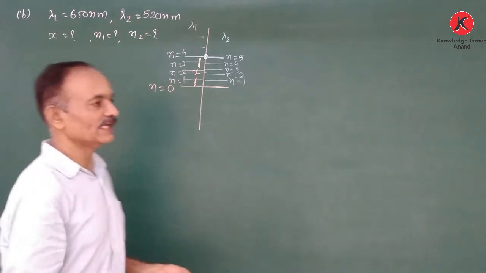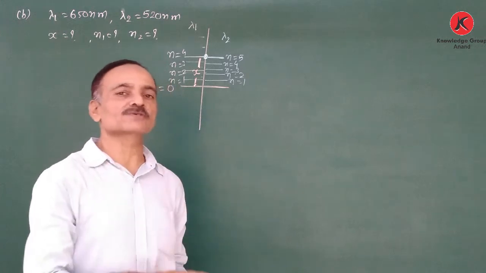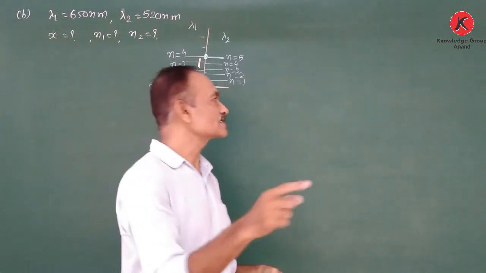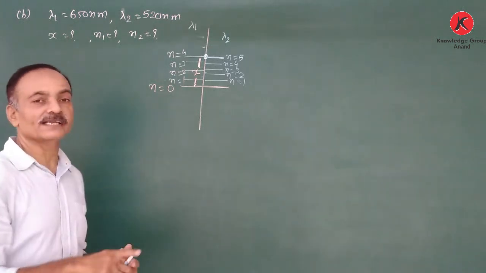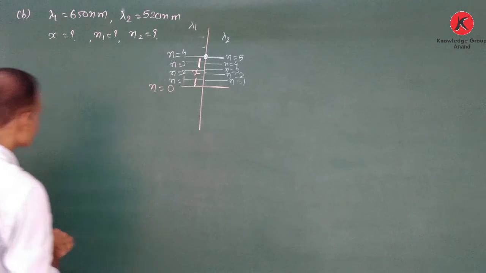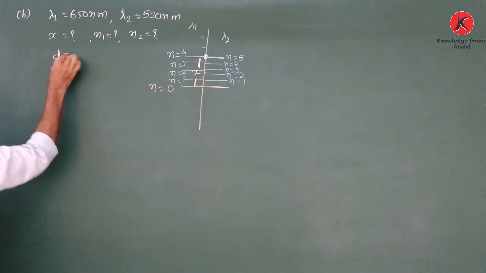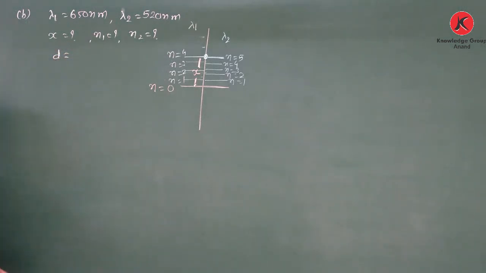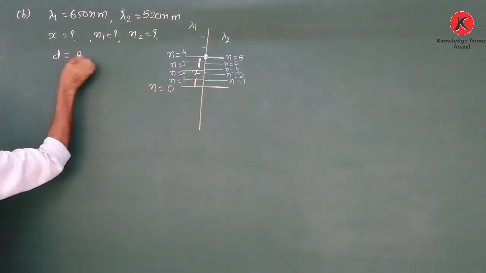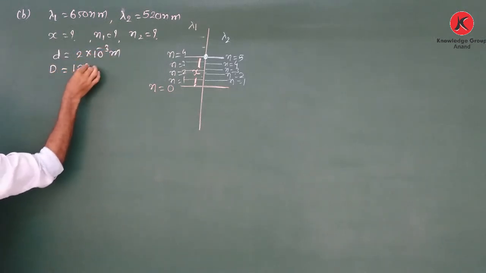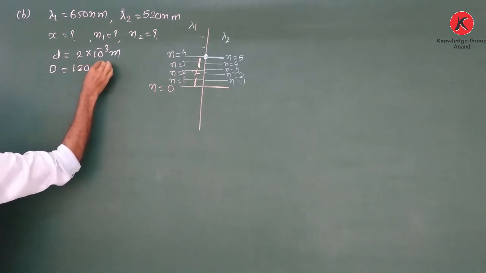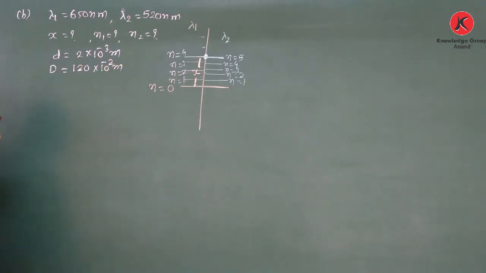For both wavelengths, the distance between the two slits does not change, and also the distance of the screen from the slits remains constant. That means small d and capital D are constant. Small d is, as I have given, 2 millimeter. Therefore, 2 into 10 to the power minus 3 meter. And capital D is 120 centimeter. So 120 into 10 to the power minus 2 meter.